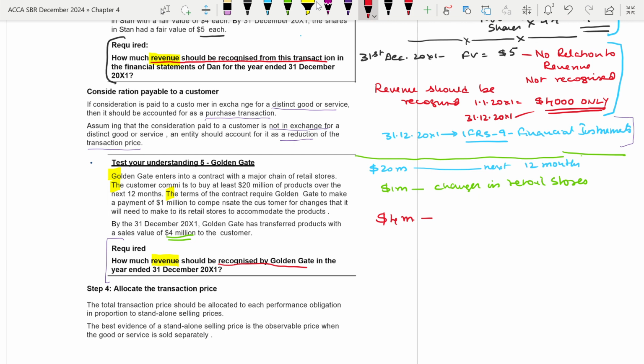4 million. If they had sold it for 20 million, what is the amount they are going to pay? They are going to pay 1 million. But if you are going to sell only for 4 million, how much proportionate amount do we have to deduct? Is it right? Proportionate amount to be deducted. Can you tell me how much it is?